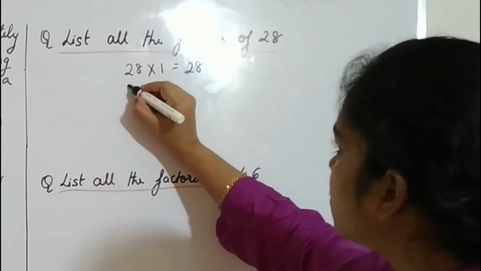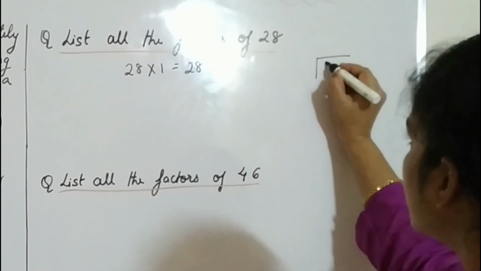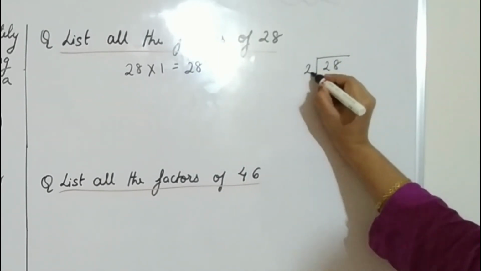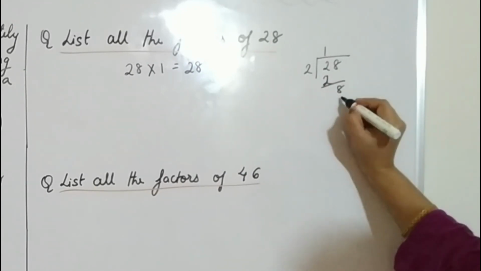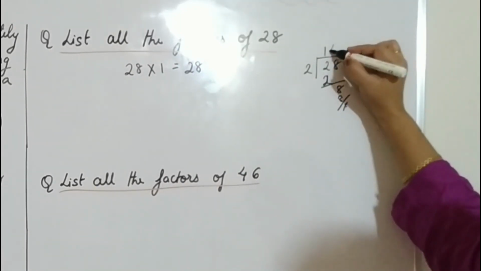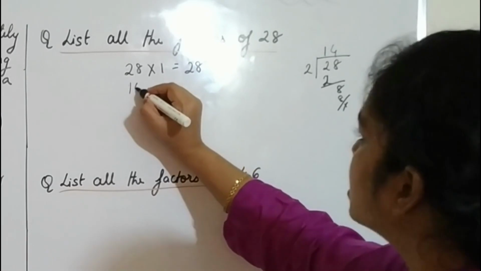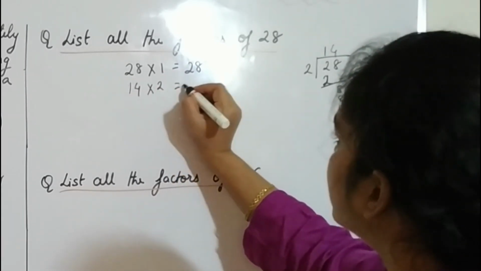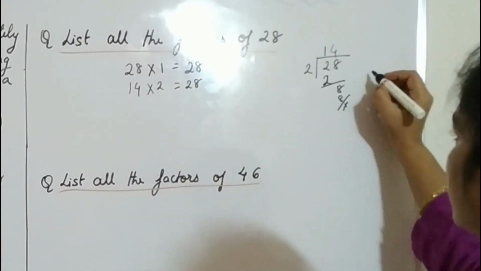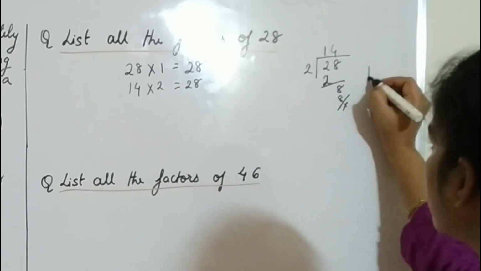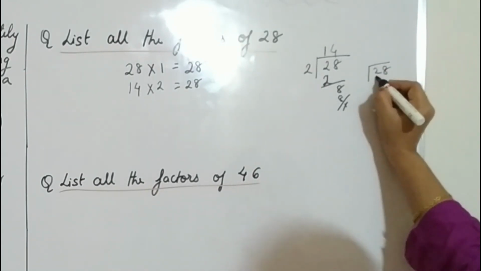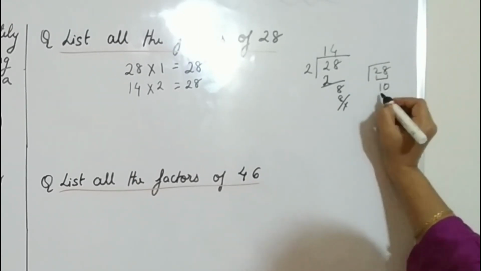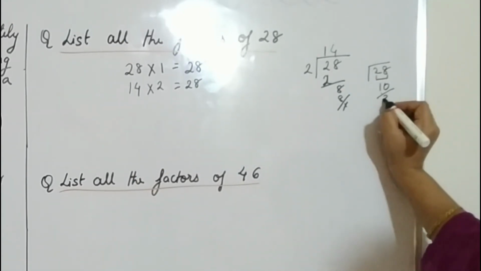Then we will check for 2. Whether it's an even number, so it can be divided by 2. So it will be 14. 14 2s are 28. Now next, can it be divided by 3? No, because the sum of the digits is 10. So 10 cannot be divided by 3.